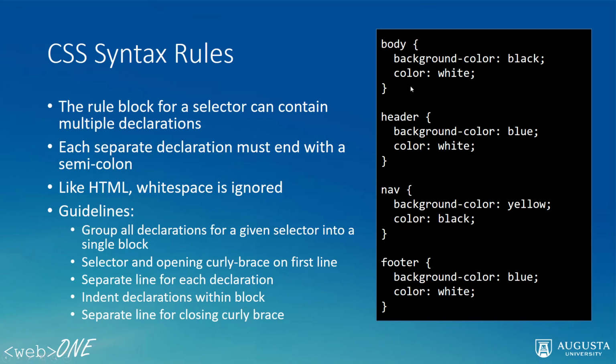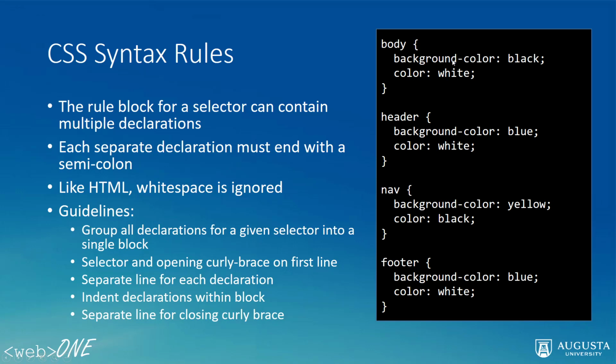Here you see some examples. The selector of the first rule is the body tag. The selector of the second rule is the header tag. The selector of the third rule is the nav tag. And the rule block starts from here and ends here for the first rule. The first rule contains two declarations.